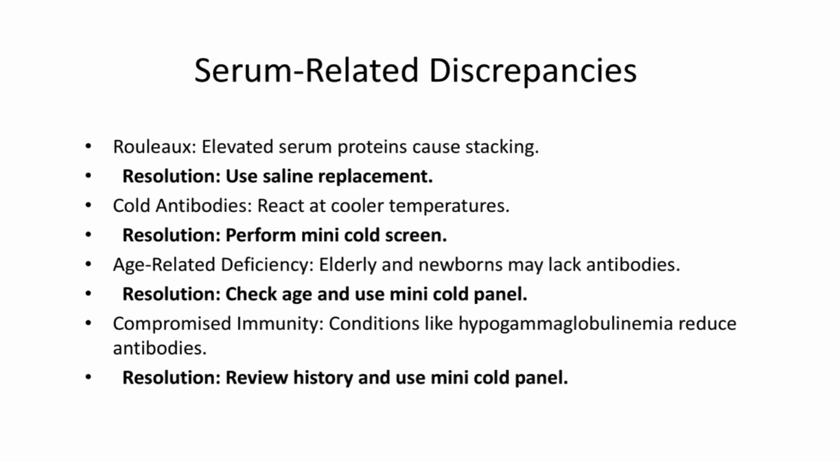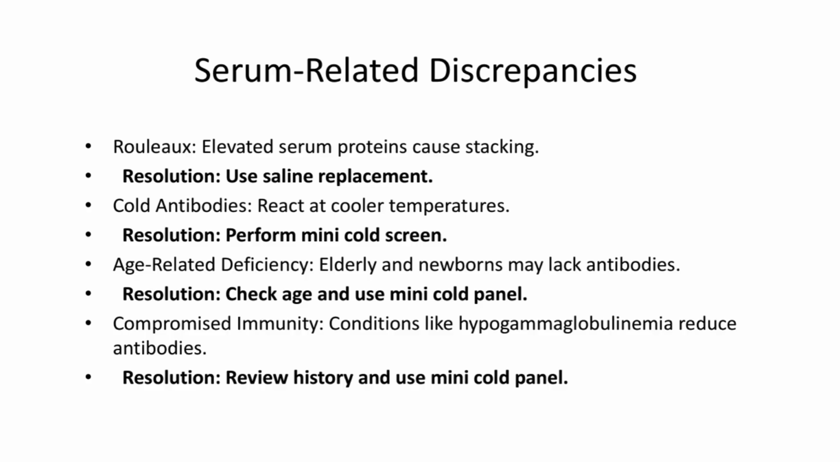Serum-related discrepancies. First, rouleau, due to elevated serum proteins. Disorders such as Waldenstrom's macroglobulinemia or multiple myeloma can increase serum proteins, causing rouleau formation. Resolution: use saline replacement to remove excess proteins and clarify agglutination results.